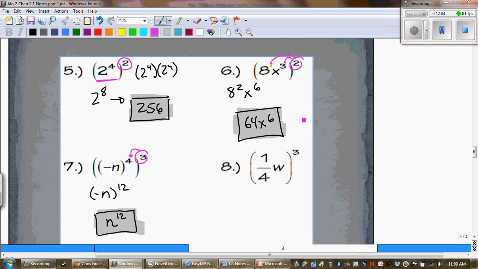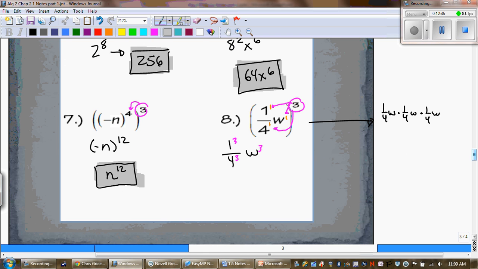Now remember in number 8 that this goes to everything, and all of those have an exponent of 1. If we were to write that out the long way, we have 1/4 w times 1/4 w times 1/4 w. We don't want to write that over and over and over again. That's why we have these exponent rules. So 1, 4, and w, and all of those are to the 3rd power.